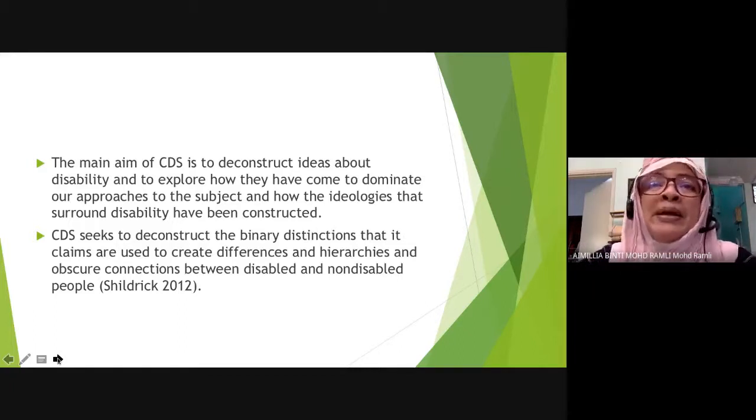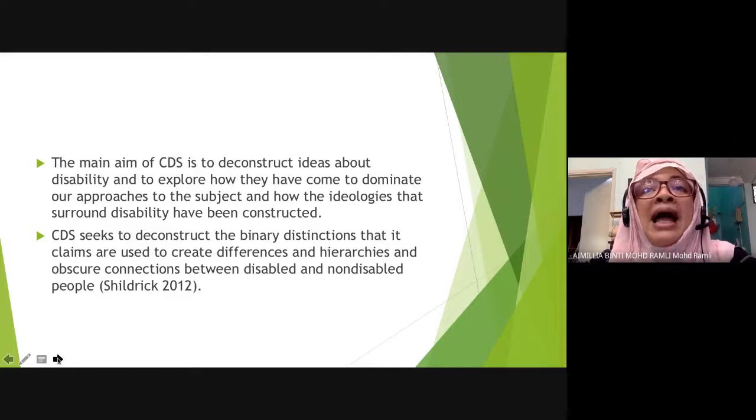Remember when we did the binary oppositions? Now we normally talk about male versus female, Western versus non-Western, or white versus colored. But in this theory, we have able versus disabled, and disabled is relegated to the inferior realm. So they become inferior to the able people. So they want to deconstruct this.